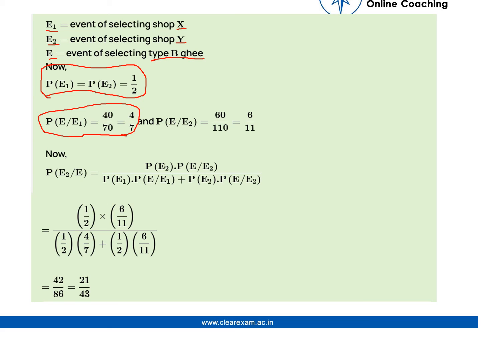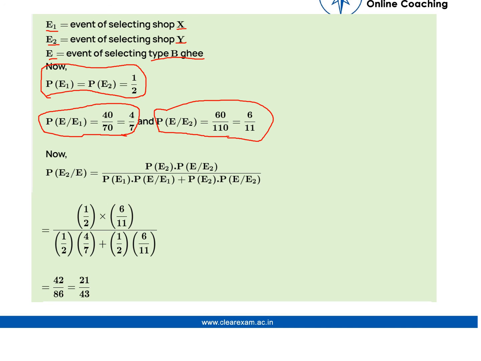And the probability for selecting the B type ghee from shop Y would be 60 by 110, because there are a total of 60 tins of type B ghee in shop Y and a total of 110 tins of ghee in shop Y.